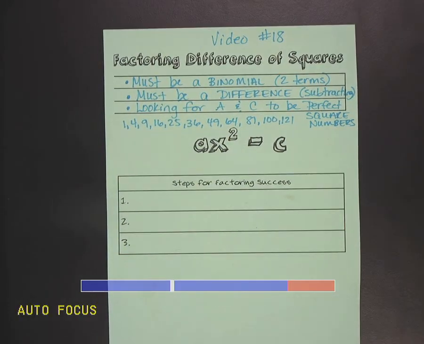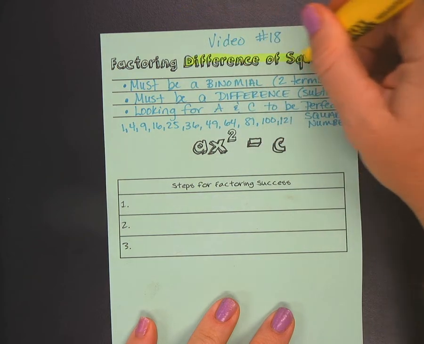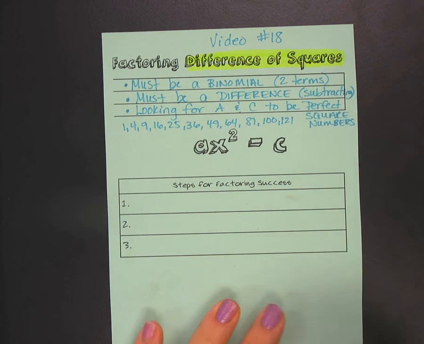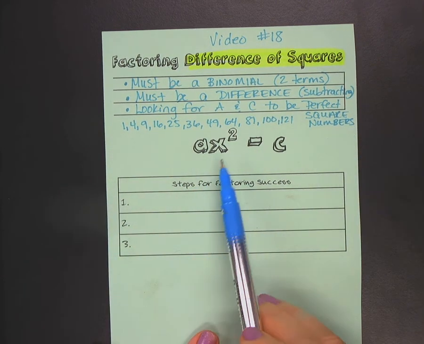Okay, the next factoring pattern that we need to review is called factoring a difference of two squares. This is a pattern that we're going to be using most of the year as we get into polynomials, so it's important that we review this.